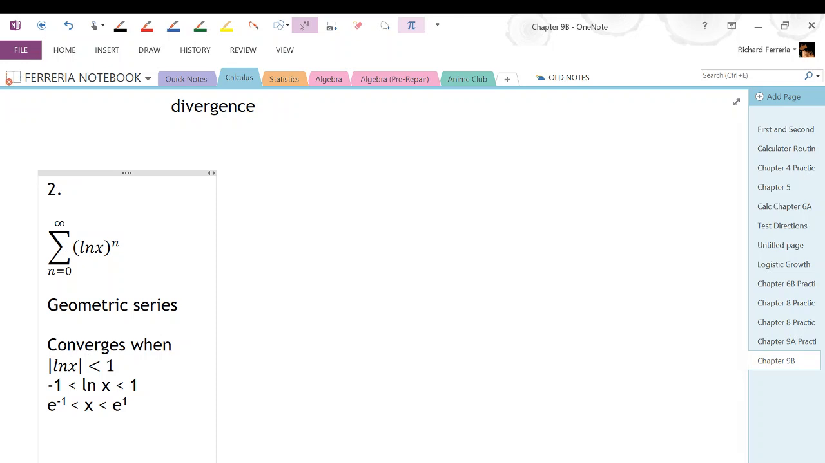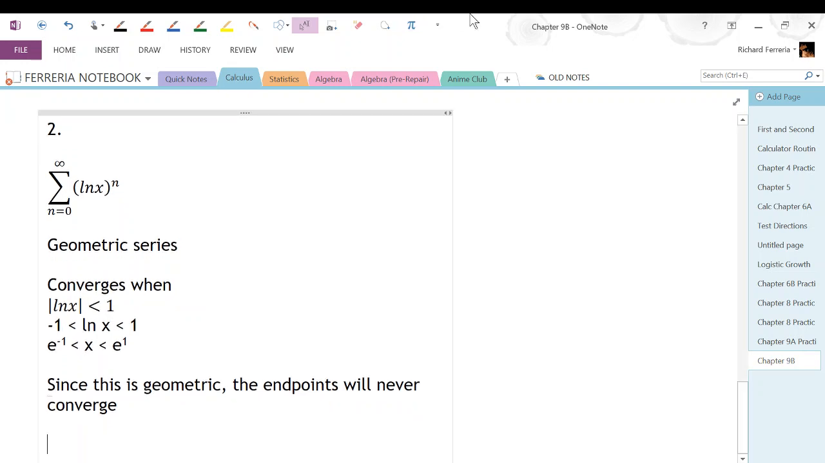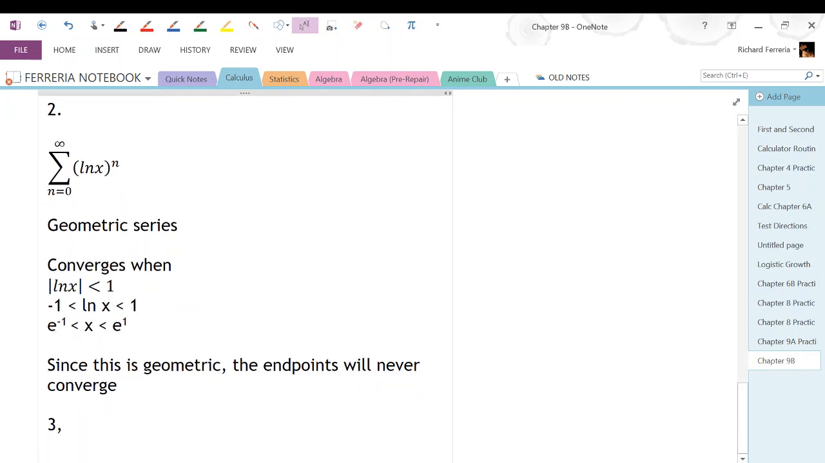Since this is a geometric series, the endpoints will never converge. Okay. Geometric series are nice like that, right? Yeah, all of them should be geometric. Yes. Maybe tomorrow, like question 3, surprise everyone. Only geometric series.